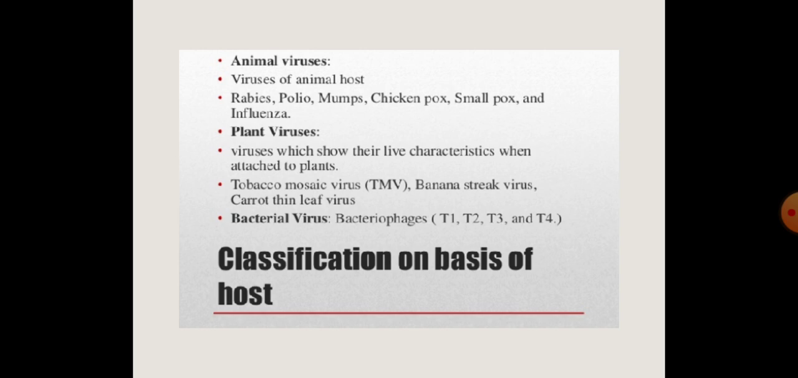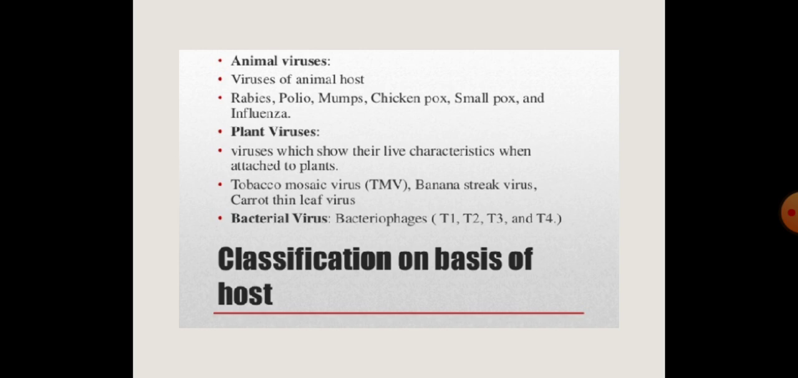Plant viruses show leaf characteristics when they attack plants, and they are present only in plants. Examples are tobacco mosaic virus, banana streak virus, and carrot thin leaf virus. Then bacterial viruses are bacteriophages, viruses that infect bacteria. They are T1, T2, T3, and T4.